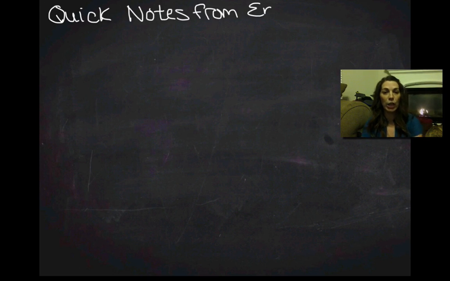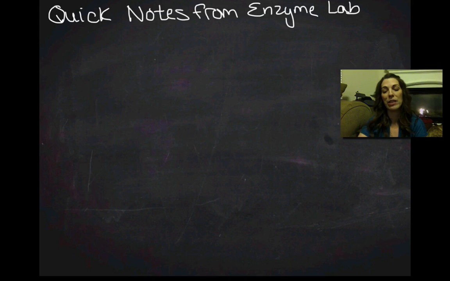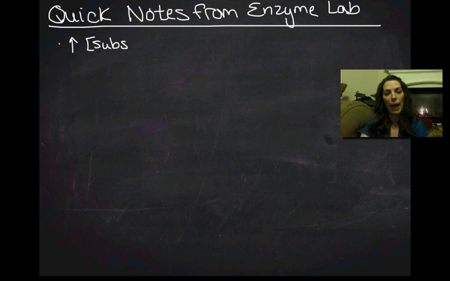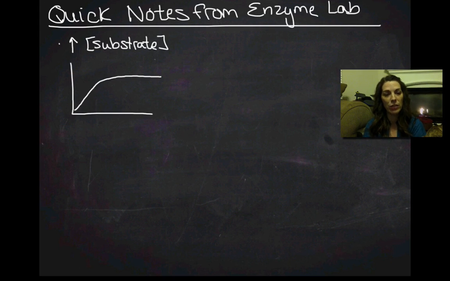Just as a quick note from your enzyme lab, because you are not doing all of the different possibilities for the enzyme lab, these are the four possibilities that we have people in class doing, so these are the four that you're responsible for knowing. What happens if I increase the substrate concentration? So there's my basic graph, right?